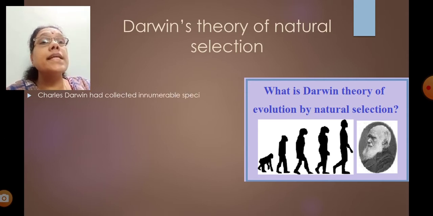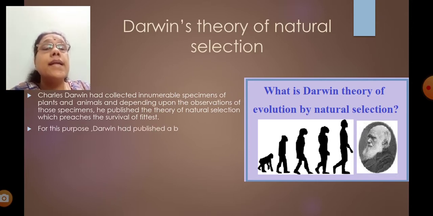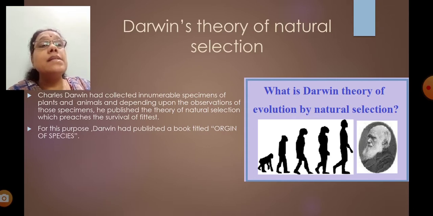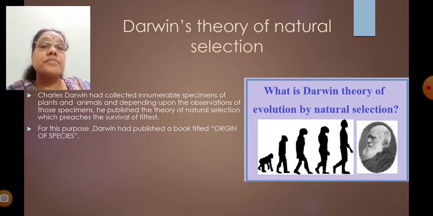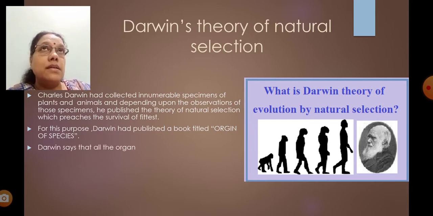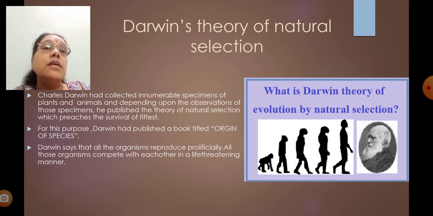What is Darwin's theory of evolution by natural selection? Charles Darwin had collected innumerable specimens of plants and animals, and depending upon the observations of those specimens, he published the theory of natural selection, which preaches the survival of the fittest. For this purpose, Darwin had published a book titled Origin of Species. Very important book. This is the book we refer to for knowing about evolution.